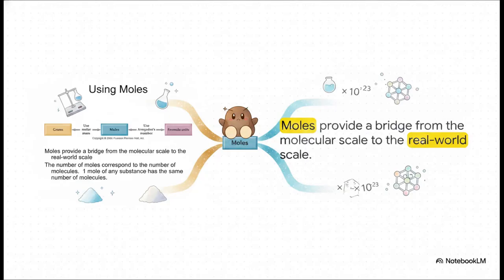And this brilliantly illustrates how the mole sits right in the center of everything. It acts as this vital bridge, converting those completely invisible molecular counts into tangible laboratory grams. You essentially use Avogadro's number to jump between the raw number of particles and moles, and then you use molar mass to jump between those moles and physical grams.